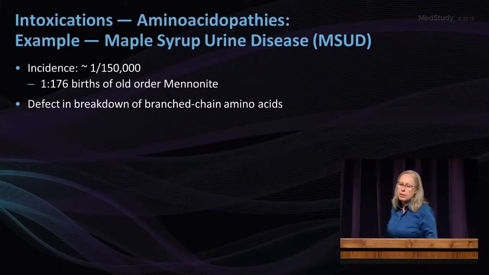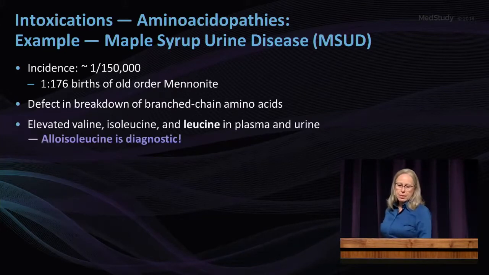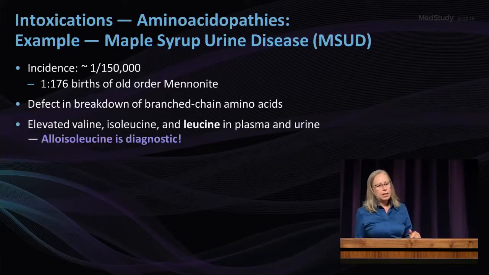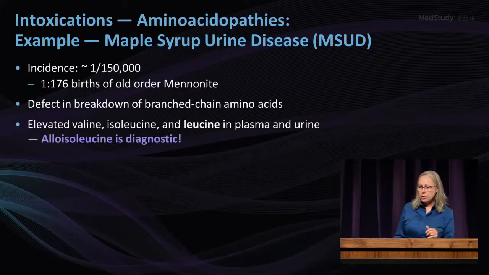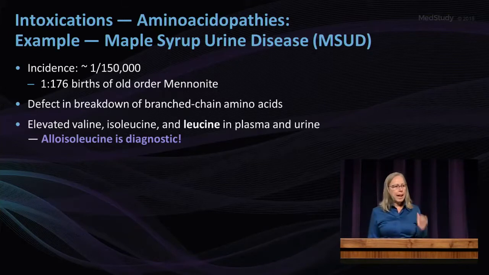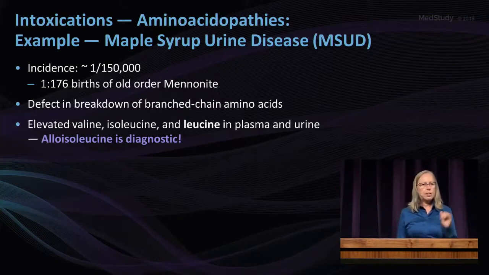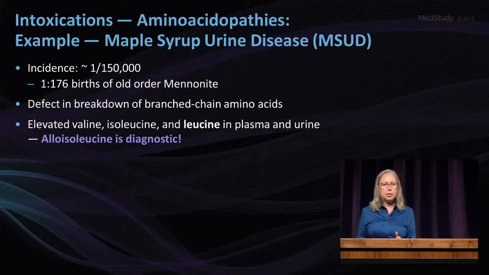It's a defect in breakdown of branched chain amino acids. For those that don't remember, valine, isoleucine, and leucine are your branched chain. And so you'll see that in both your plasma and your urine. If you ever see an allo-isoleucine, that is pathognomonic for MSUD.